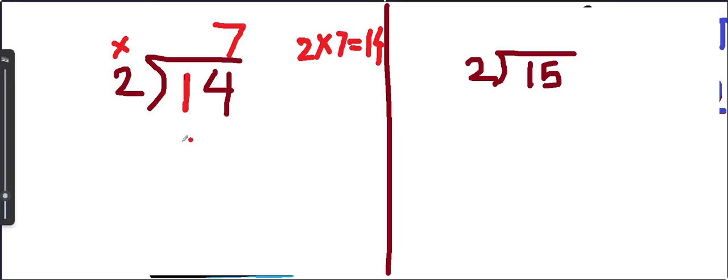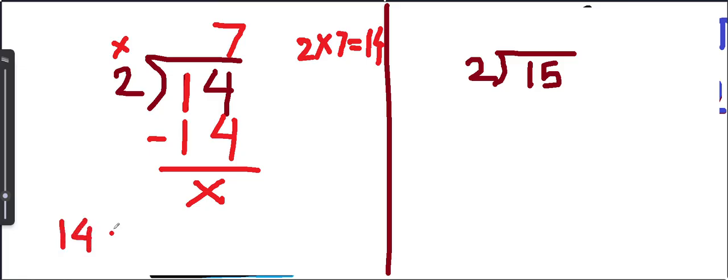So I am going to put that on top of the 4. Okay, so 2 times 7 gives us a 14. Doing the subtraction, so 14 minus 14 gives us a 0. We can either put a cross instead of the 0. So 14 divided by 2 is equal to 7. That is our final answer. Now let's go to the next one, which is going to have a remainder.